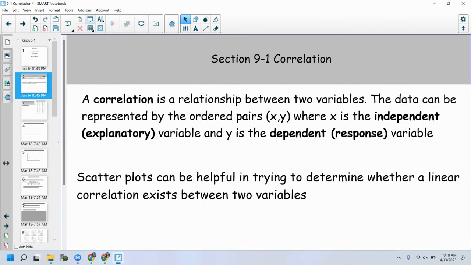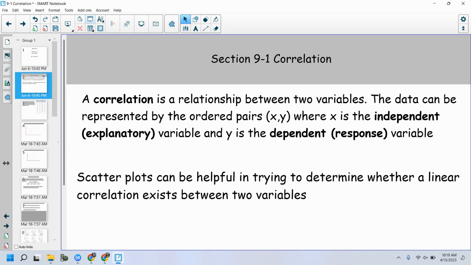Okay, so correlation. There's a difference between correlation and causation, and that comes closer toward the end of the notes. So we have to define what correlation is. If you break down the word correlation, correlate: things that go together, things that relate together. It's a relationship between two variables, between two quantities. If two things correlate, they tend to go together. The data can be represented by the ordered pairs (x, y), where x is the independent or explanatory variable, and y is the dependent variable or the response variable.